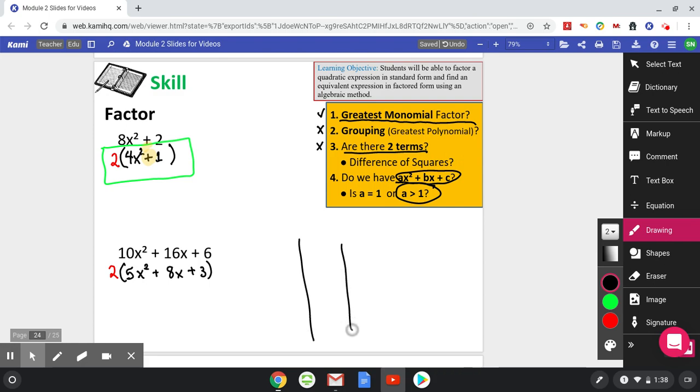I will be using the pound sign method, which I'll draw here. So a equals 5, b equals 8, c equals 3. Again, this is a, 5, this is c, 3. The last one is 8. a times c, that's 15. I'm looking for two numbers that when I multiply them, I get 15, and when added together, I get 8. 3 and 5 are those two numbers.